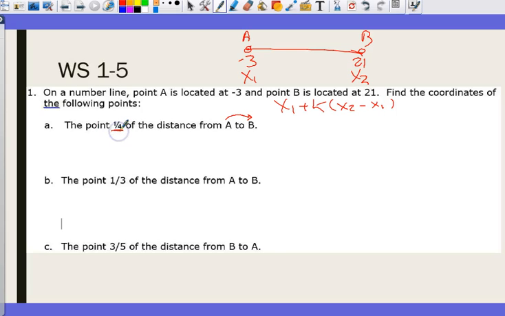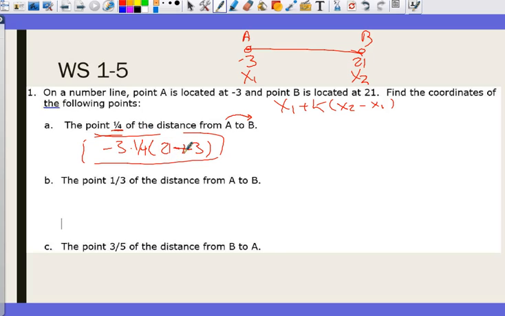So we're going to plug this in. We get 1/4 from here. x1 is going to be -3, plus k, which is 1/4, times x2, which is 21, minus -3. Okay, if they have this right here, you can give them full credit. We're still going to solve it out, though. All right, we have 21 minus -3. What's 21 minus -3? 24. It's like adding them together, right?